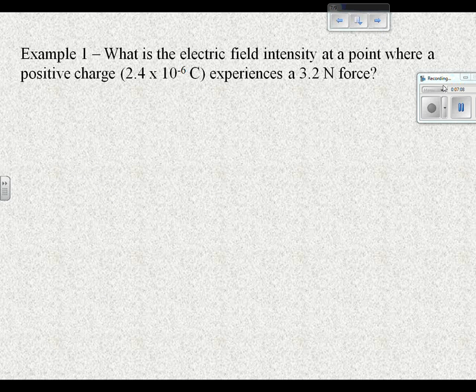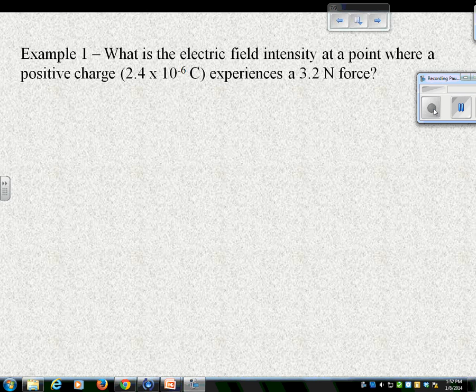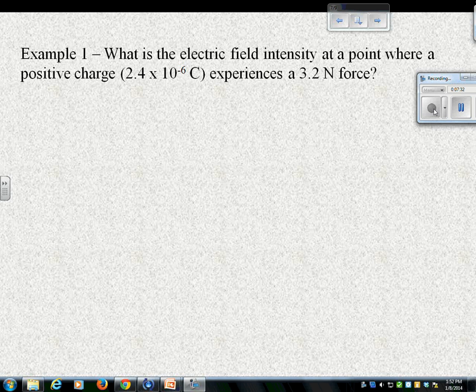Here's an actual mathematical word problem example. You might want to write this one down. It might take up a little bit of space because you're going to be dealing with numbers in scientific notation. I'll pause for a second while you jot that down. It says, what is the electric field intensity or the strength at a point where a positive charge of 2.4 times 10 to the minus 6 coulombs experiences a 3.2 Newton force?